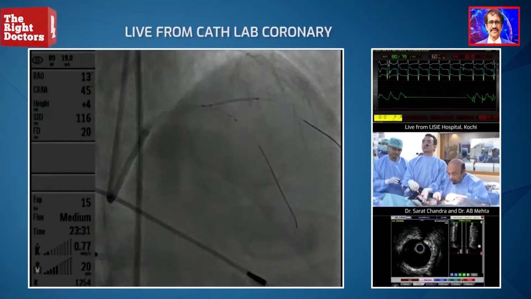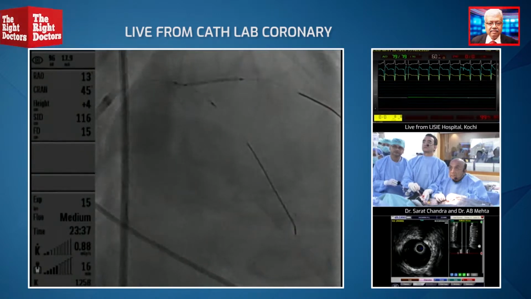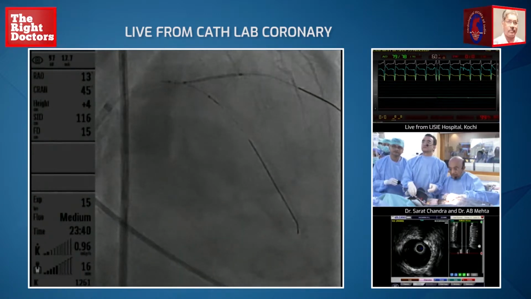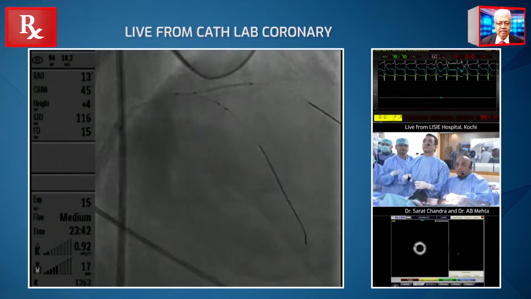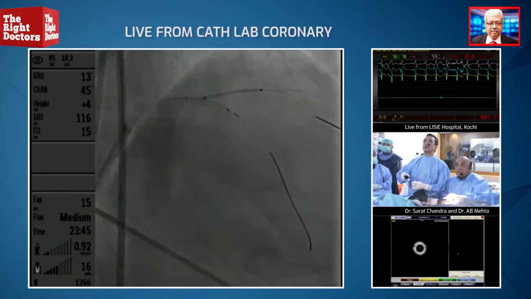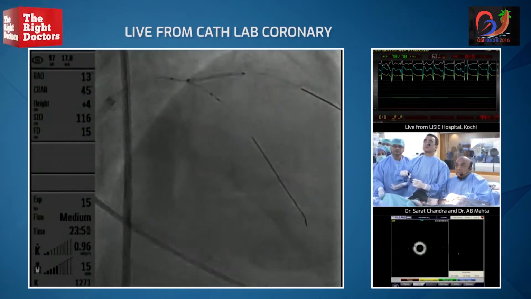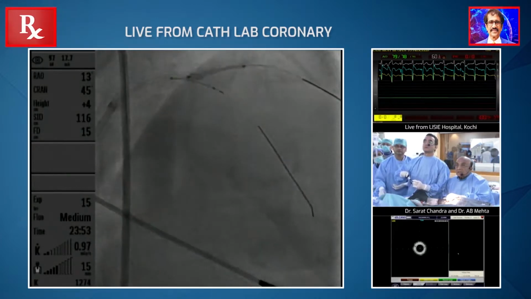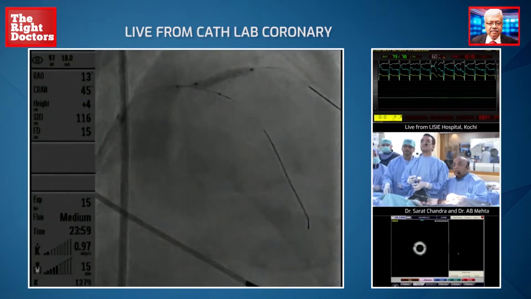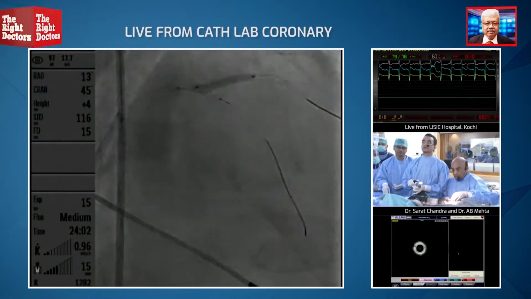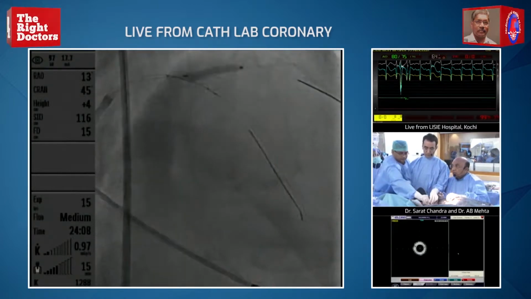Okay, now you can go for a bigger balloon. That's good. Okay, right, deploy the stent. What is this? 4, 5, 6, 7, 8, 9, 10. That's fine. Would you like to record it? Are you on the pressure? Yeah. Okay, this one. Negative.